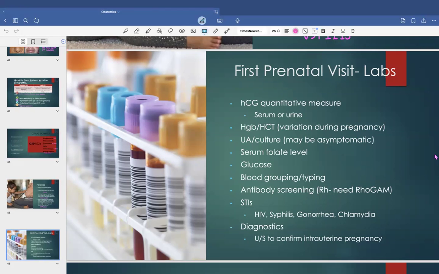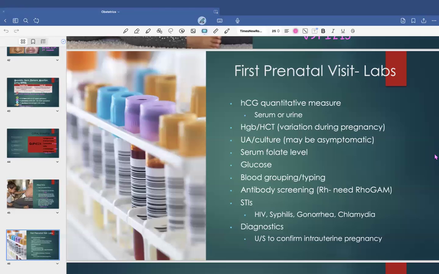Up to 1/3 of women will have anemia during their 3rd trimester, so we want to get a baseline for that. You might also order a urinalysis and culture, serum folate level, glucose, blood grouping or typing, and antibody screening. If the patient is Rh negative, they'll need RhoGAM, which we're going to talk about in a second.